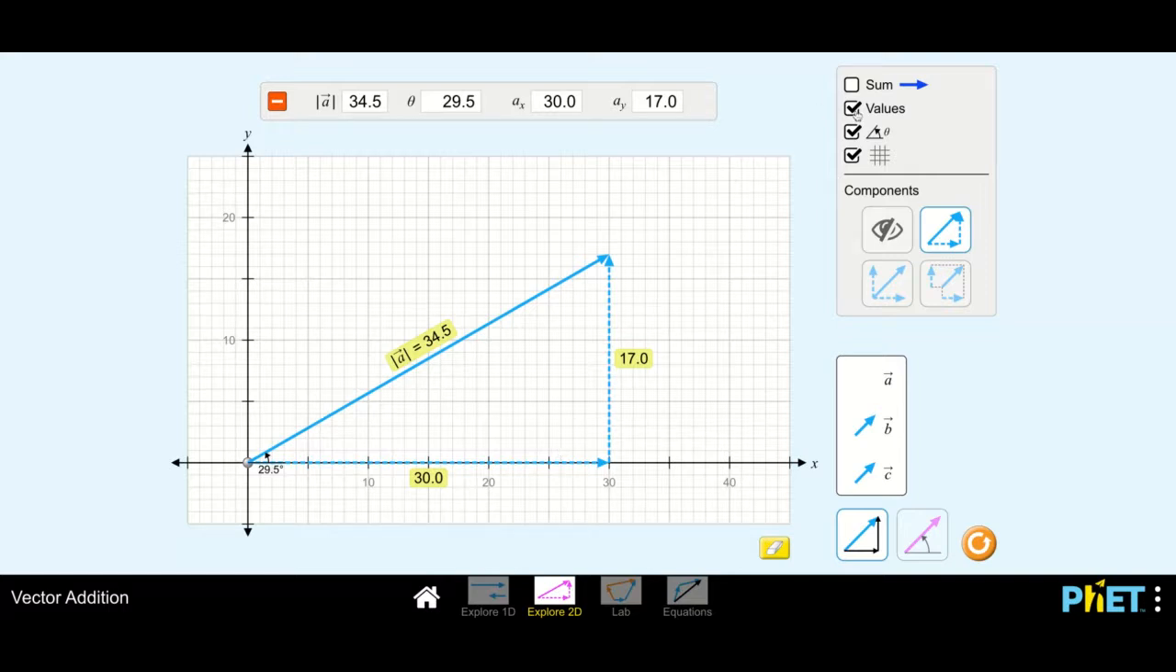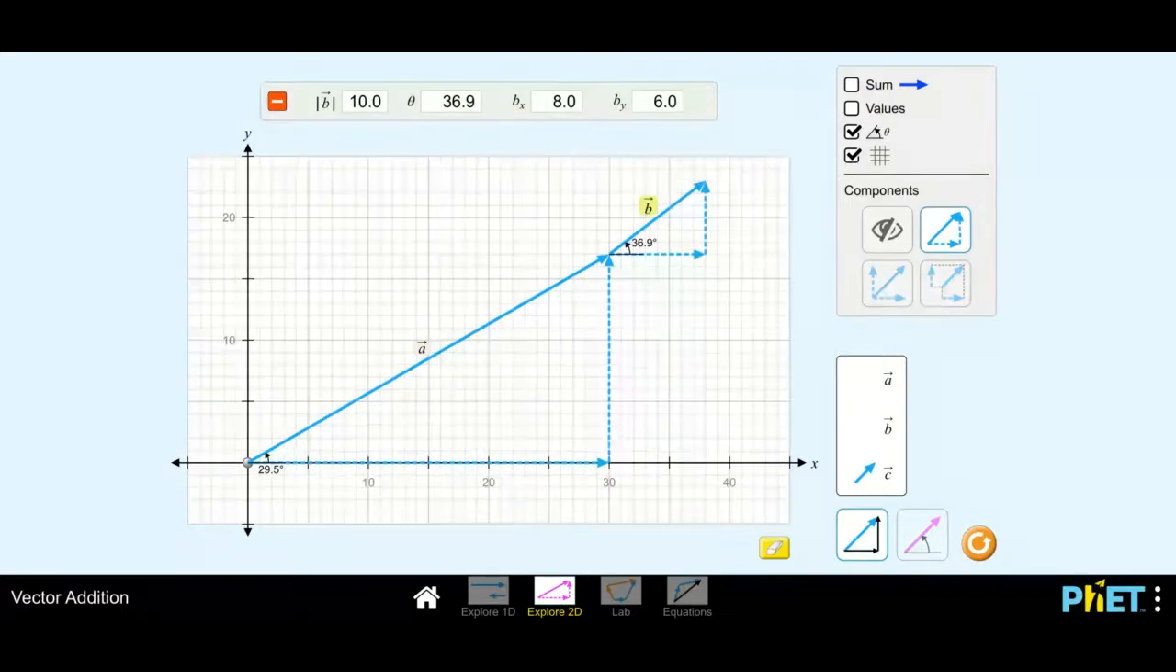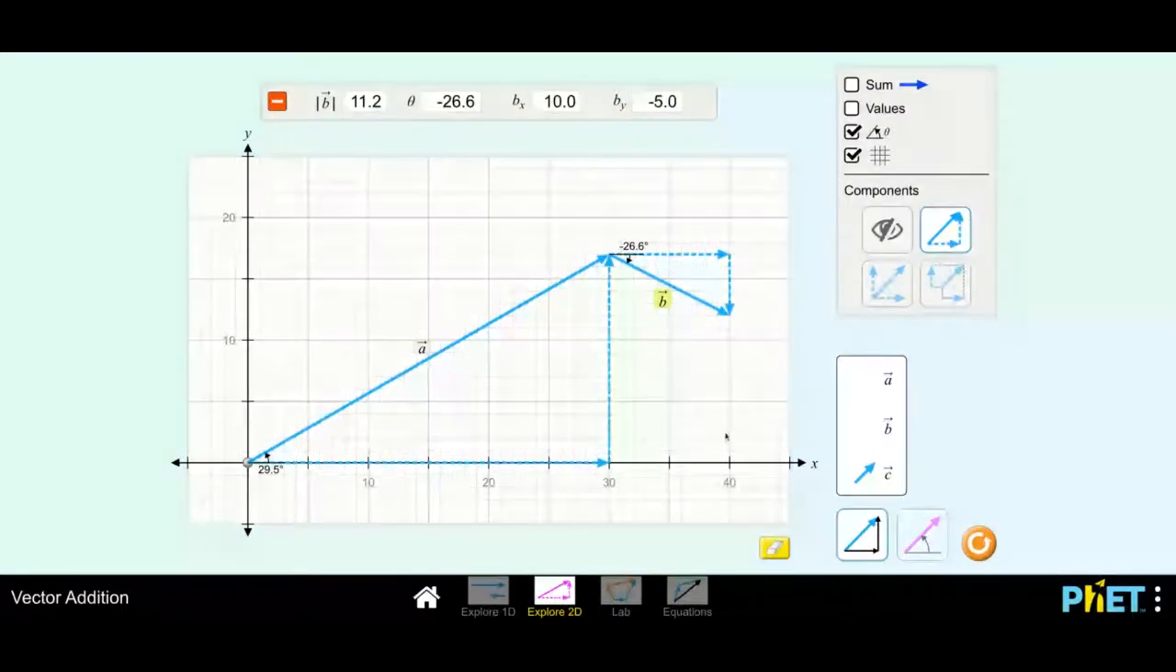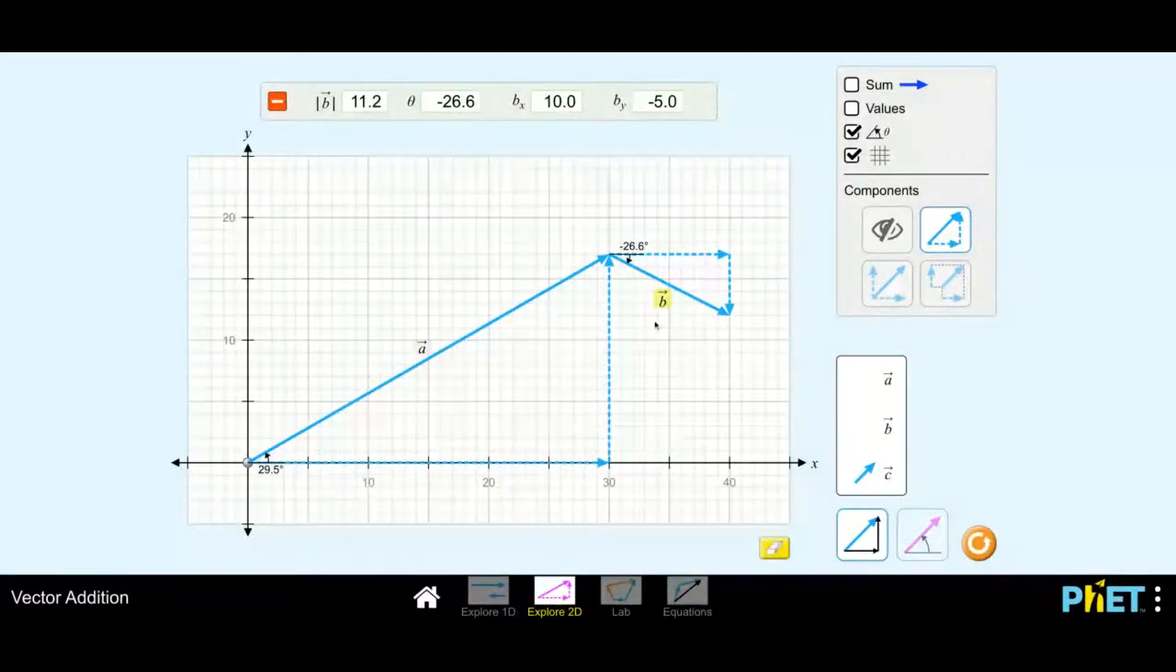And then I'm just going to turn off those values, at least for now, because now what you can do is add a second vector. Say I add vector B. Here's vector B. Okay, and say I make vector B point like that. Okay, and now you can see vector B has a positive x component of 10, and a negative y component, because it points downwards here, and that's equal to -5.